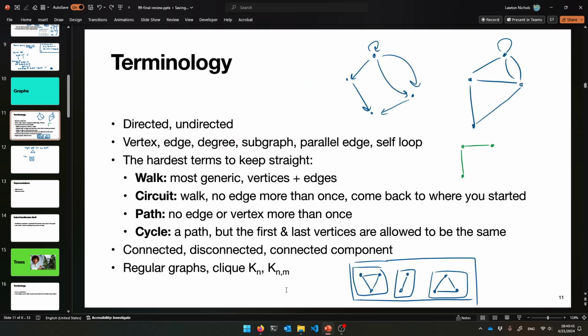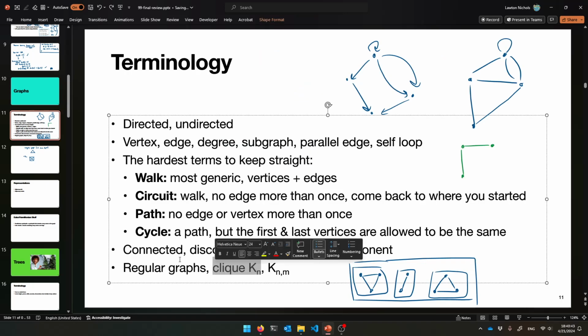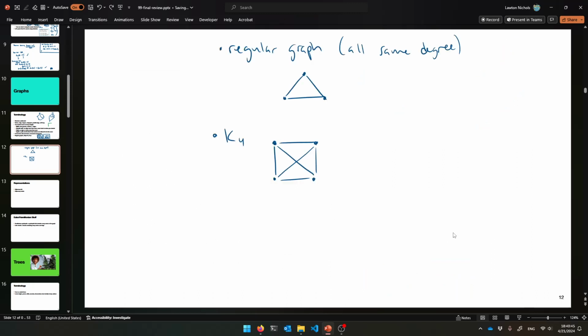Technically, when you have a clique, it's regular. It's a special kind of regular graph, right? But we can describe it better by saying it's K4. Technically, it's also a regular graph because they all have the same degree, right? These all have degree 3. Also regular.